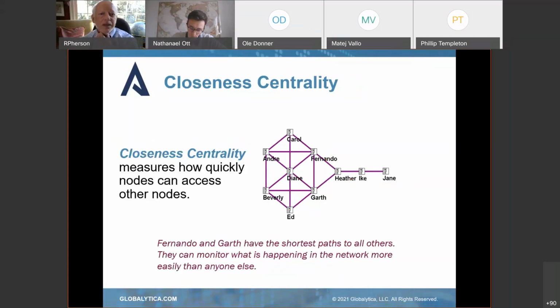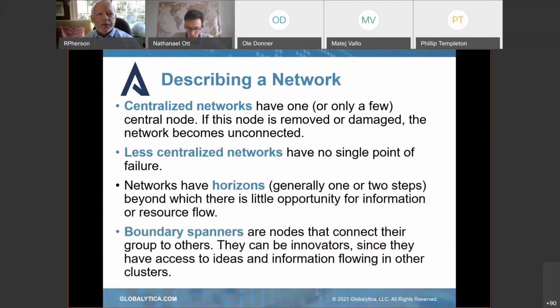Then closeness. Who is closest to everybody else? Who's the shortest path? So Fernando and Garth are there, and they could be very significant people, or they could be highly influential within the network because you can see what's going on. They've got visibility into a lot more than other people do. So those are the 3 basic measures that we're talking about.